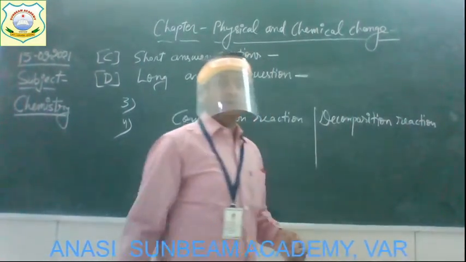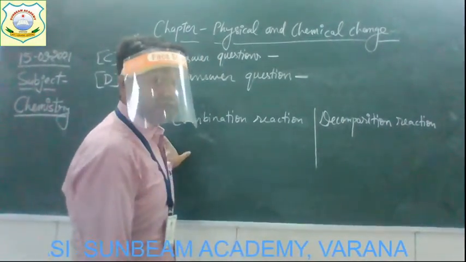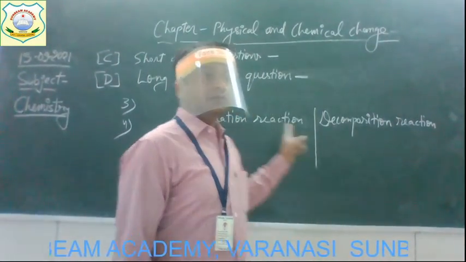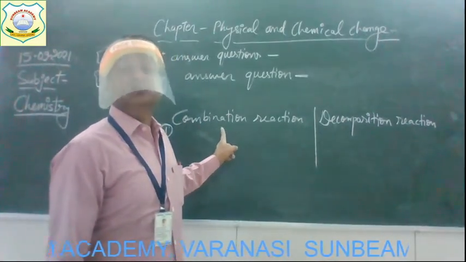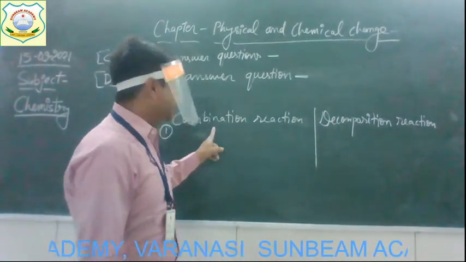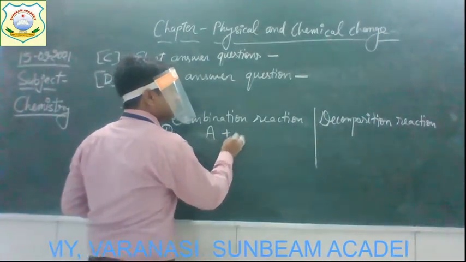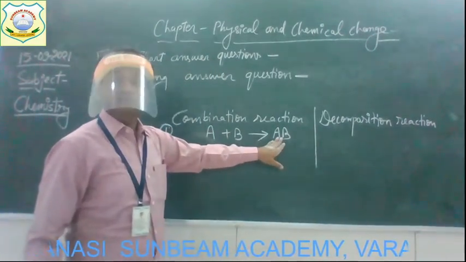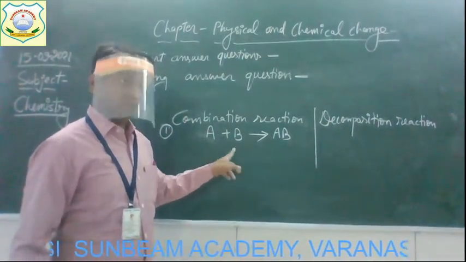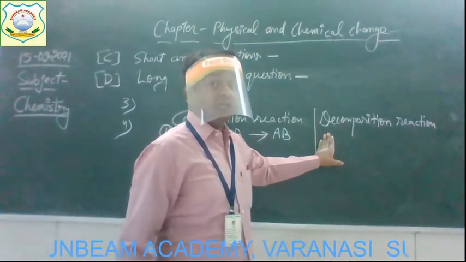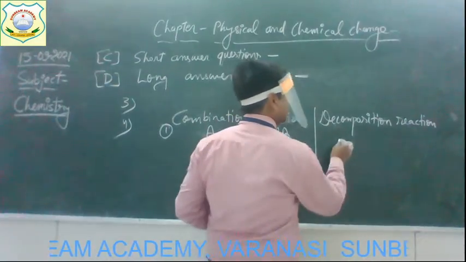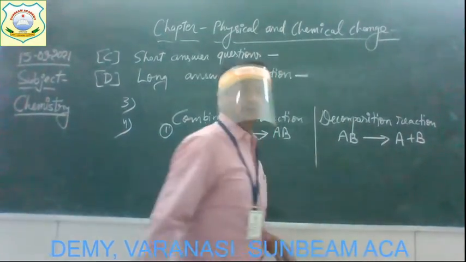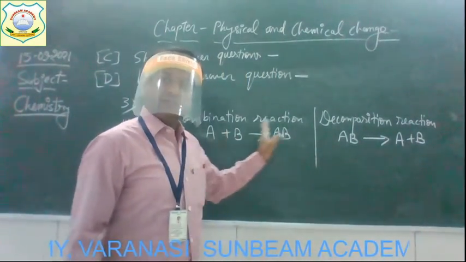You have to differentiate. So simply the first differentiation: this combination reaction is denoted by a general equation, and the general equation is A plus B gives AB, which means a new compound will form, and the compound will be a combination of A and B. And decomposition reactions are generally denoted by AB after the reaction gives A plus B. So this is one of the differences between these two.